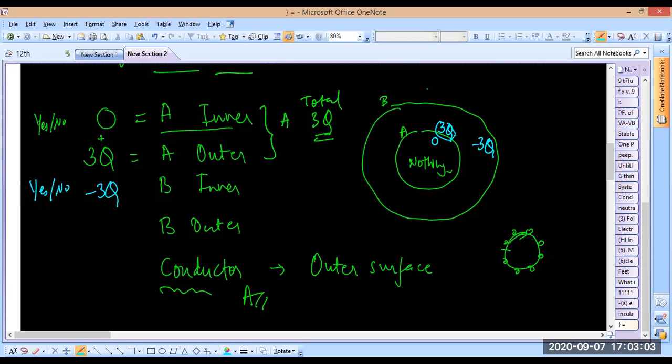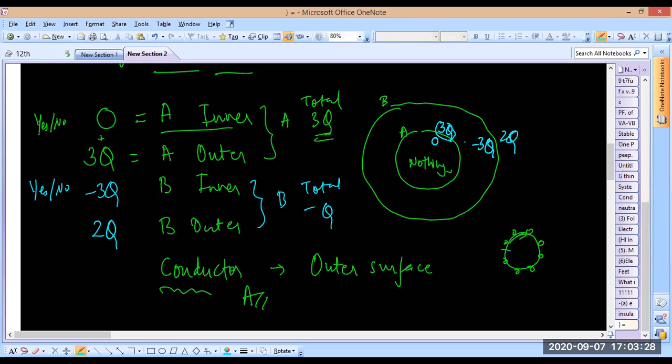So if there is -q total, right? B's total is minus q. So that's why there will be 2q on this outer one, right?